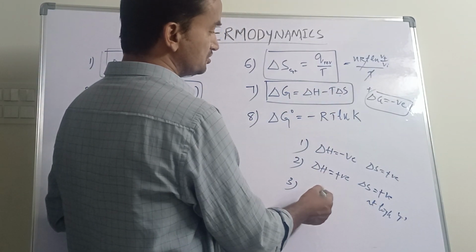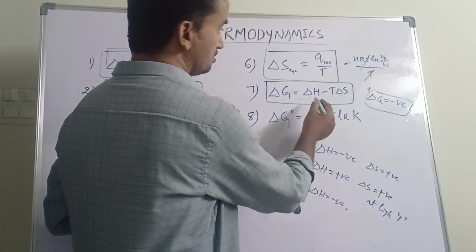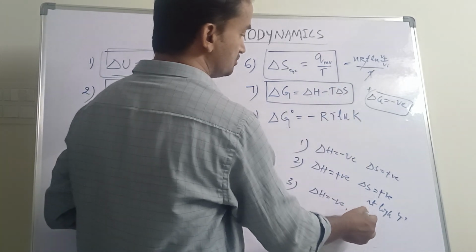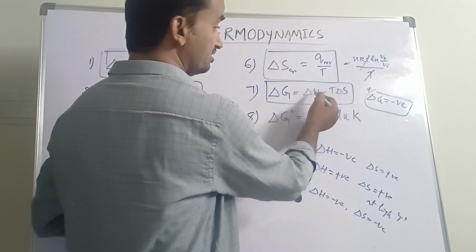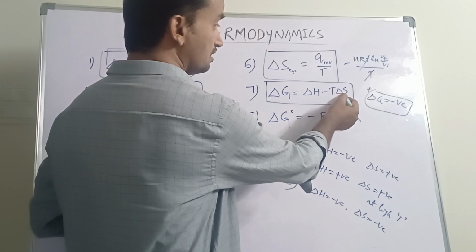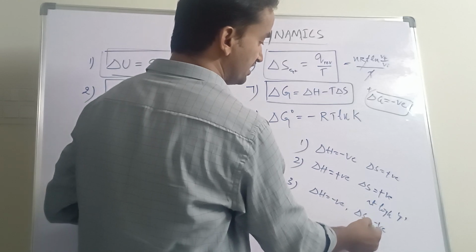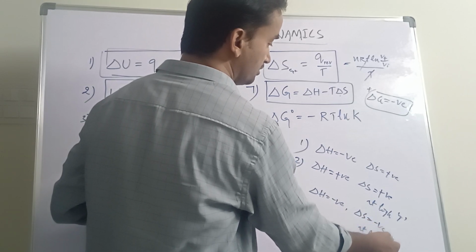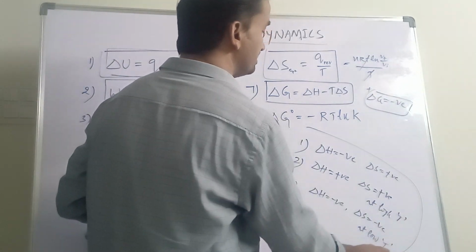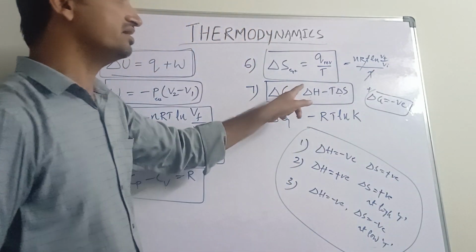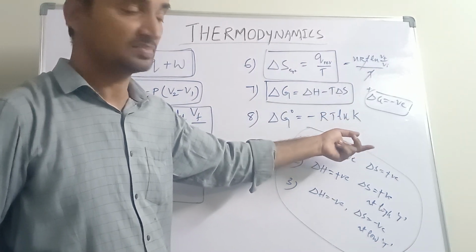Next, suppose delta H negative, delta S also negative. Here also the process is spontaneous, but you see delta H negative, delta S also negative. Negative, negative, positive. That means temperature should be low. That means this is possible at low temperature conditions only. That means only these three conditions lead to the spontaneity of a process. Remaining conditions are non-spontaneous. Okay.